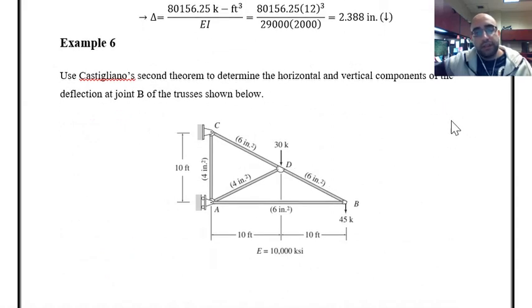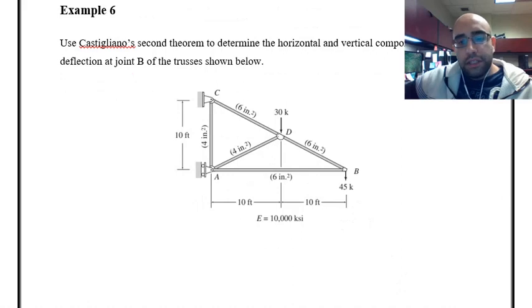this example here. We have a truss and I want to use Castigliano's second theorem for finding the horizontal and vertical components of the deflections at point B. We did solve several examples about using work energy method or virtual work method for finding the deflections in trusses. And over here you can see the other example. The only thing is that we want to use Castigliano's second theorem for solving the problem.